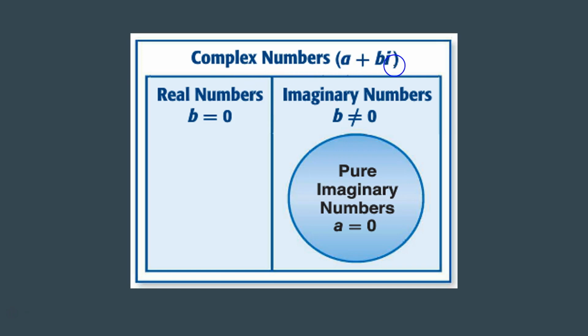Complex numbers: a plus bi. Real numbers: b is equal to 0. Imaginary numbers: b is not equal to 0. And you see it's like in its own little category of pure imaginary numbers, where a is equal to 0.